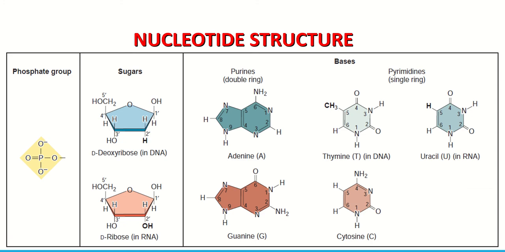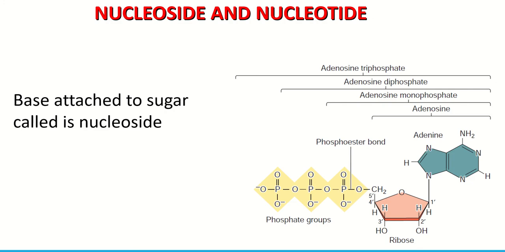In the next slide, we see a diagram of the essential components of the nucleotide structure: the phosphate group, sugars of 2 types, deoxyribose and ribose, and different nitrogenous bases depending on whether the molecule is DNA or RNA. As we can see in this diagram, you have the nitrogenous base, sugar molecule, and phosphate.